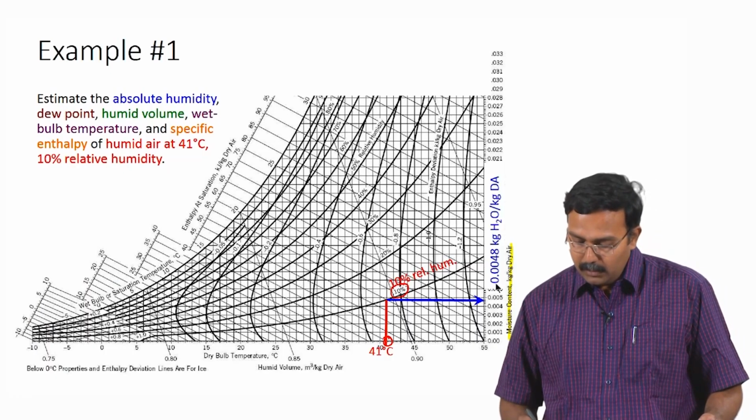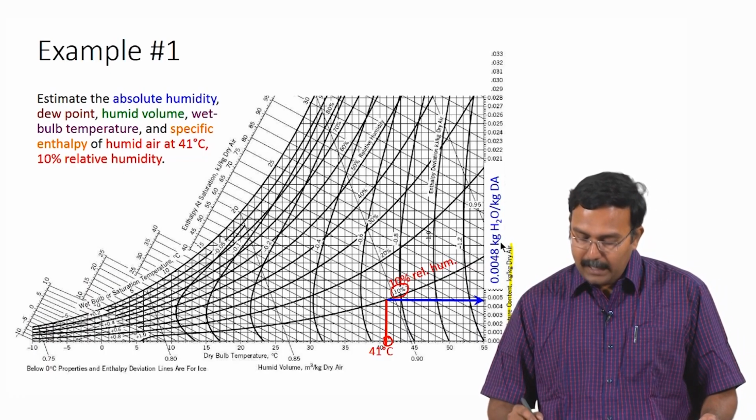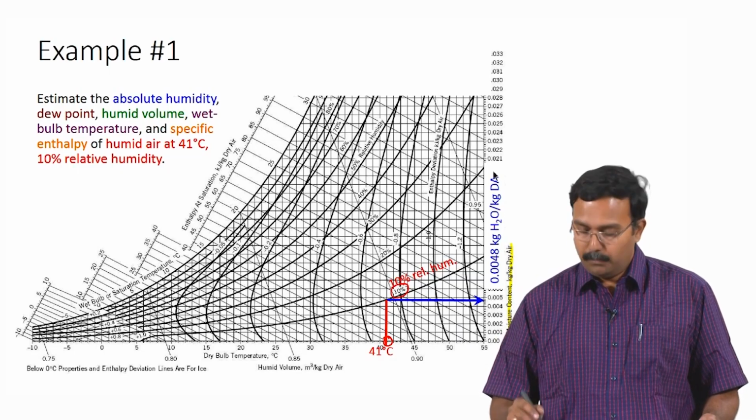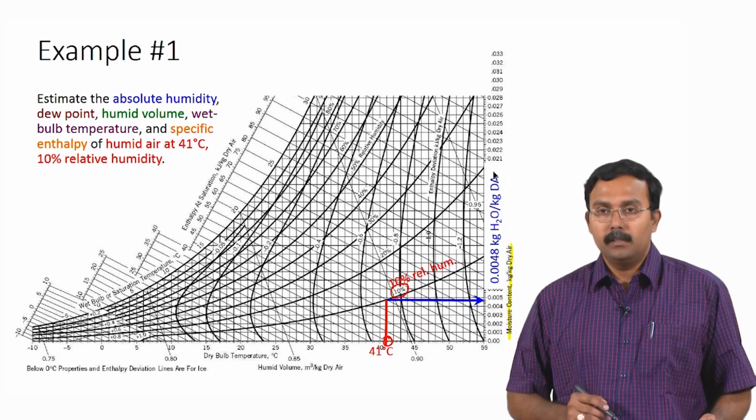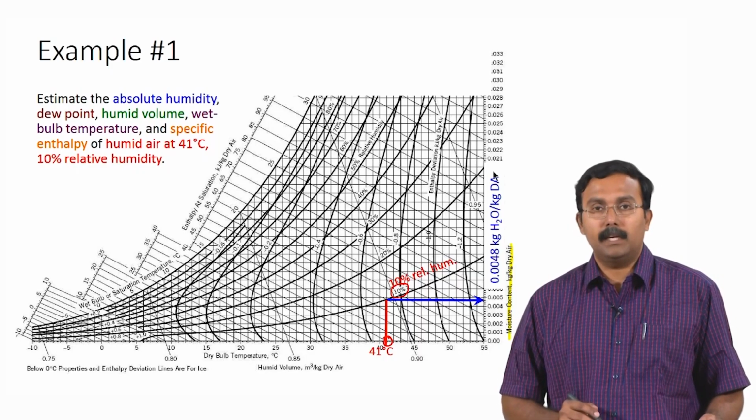So, this is 0.0048 kilograms of water per kilogram of dry air. That is the absolute humidity, and you can get that directly from the psychrometric chart.